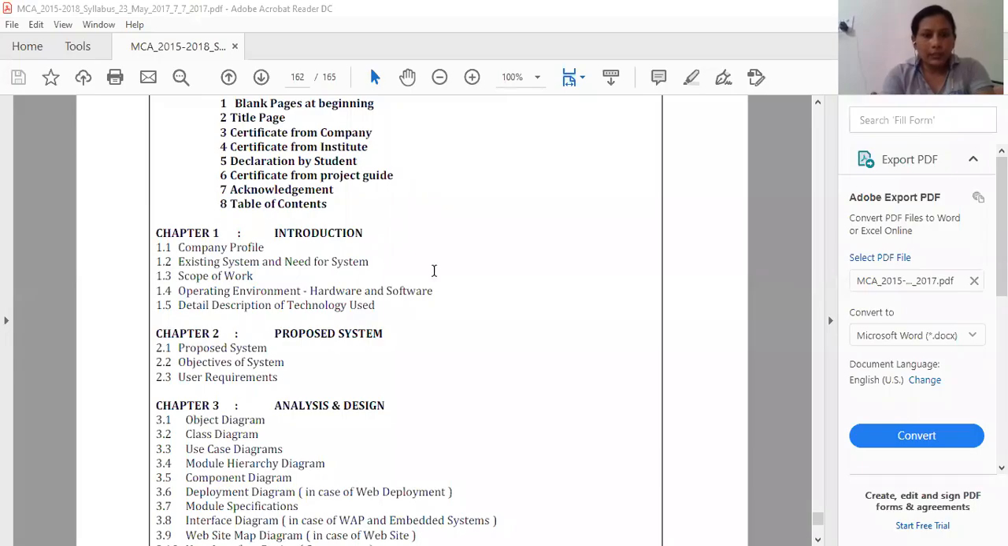So this is your MCA syllabus project. Okay, and in this, if you can see over here, 3.3 is about the use case diagram, and today we will see the global use case diagram. So what is a global use case diagram?